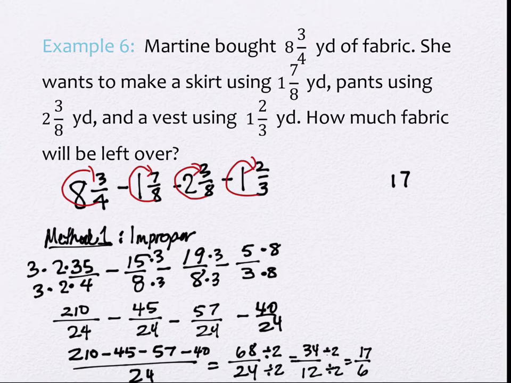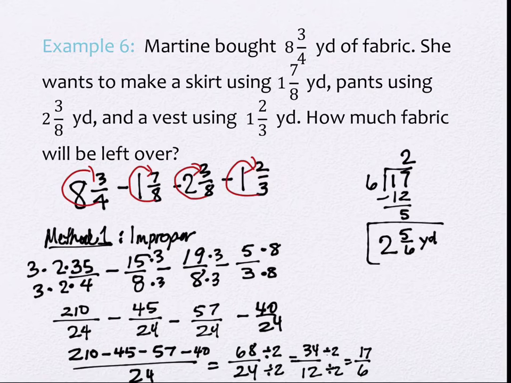So we have 17 divided by 6. It goes in 2 times. Remainder of 5. This is 2 and 5/6. What? Yards. 2 and 5/6 yards.